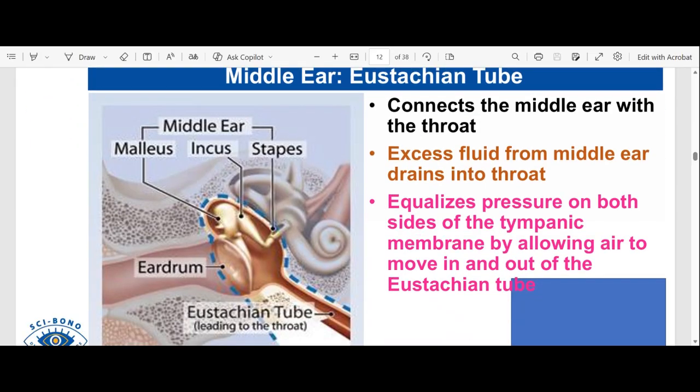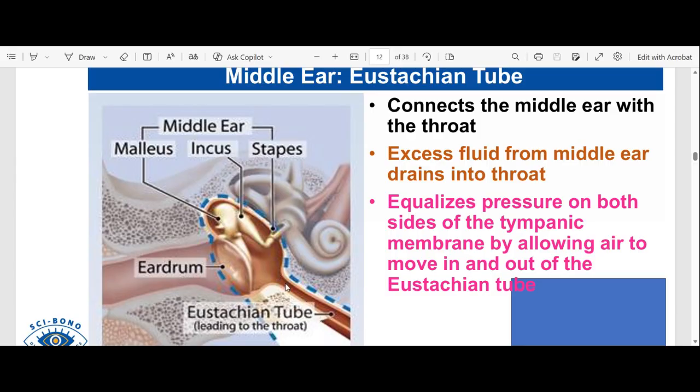Okay, let's continue with the structure of the middle ear. So this is the structure of the middle ear. What happens in the middle ear? The gateway to the middle ear is the eardrum. The eardrum is connected to your malleus, incus, and stapes, or hammer, anvil, and stirrup. It's connected to these three bones. These three bones amplify the sound and transfer it from the eardrum to your oval window.